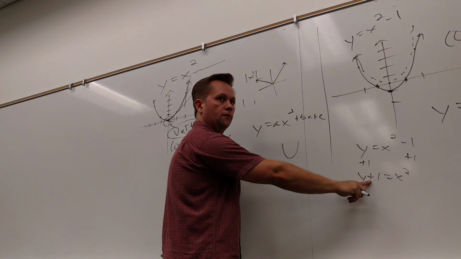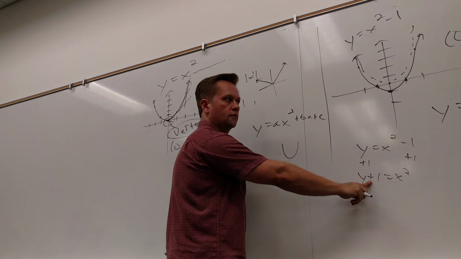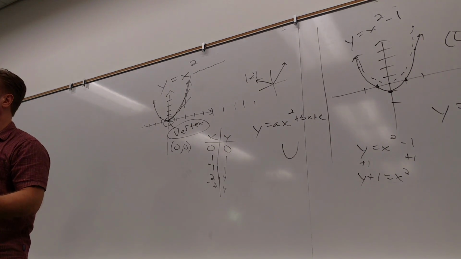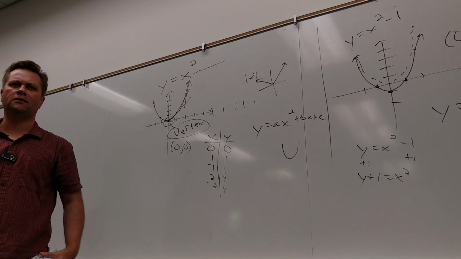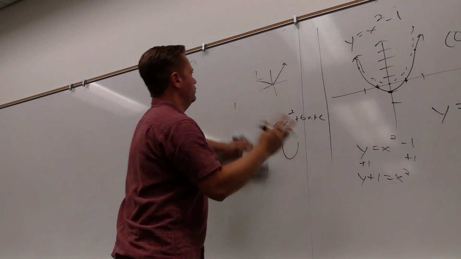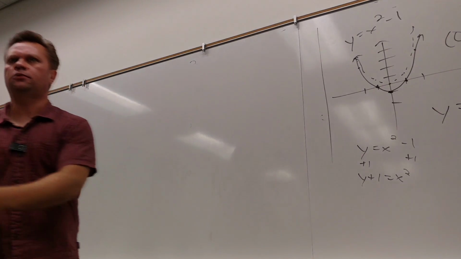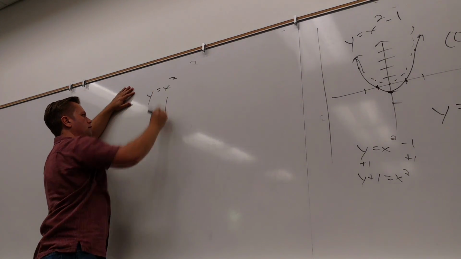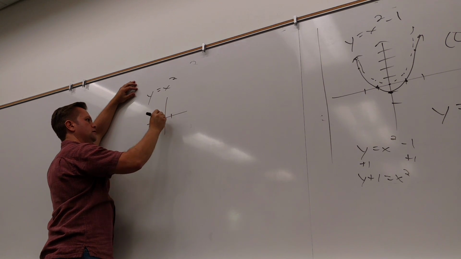What makes this 0? Negative 1. Bam, right? Now watch. Keep that in mind. So how do I move the x around? I have to put something in with the x. So y equals x squared, again, looks like this.